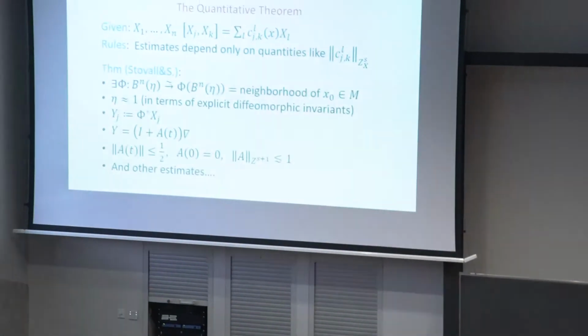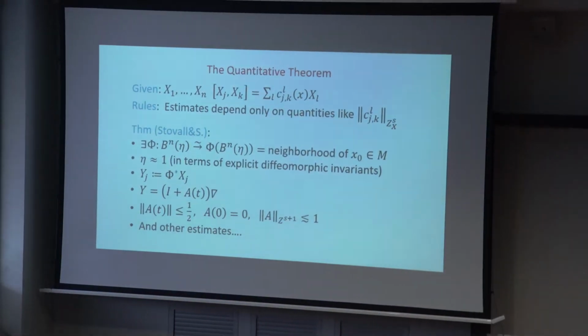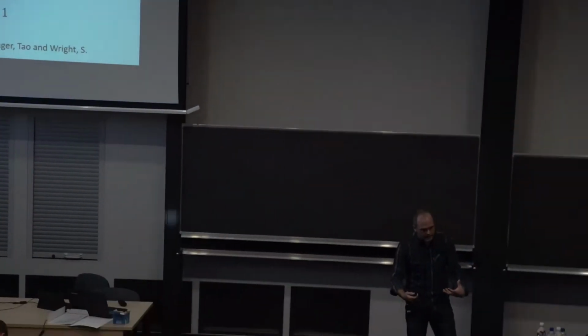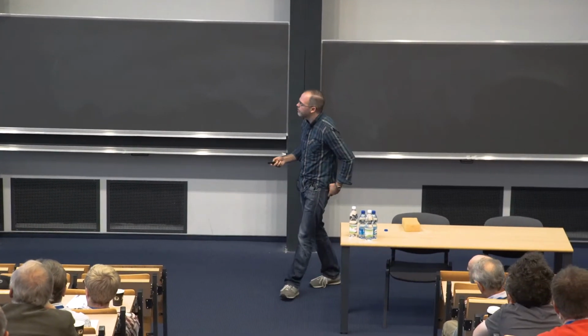And the actual theorem has a whole bunch of really useful estimates that I won't write down. And this is based on work of Nagel, Stein, and Wainger, Tao and Wright, and previous work of mine, and I'll talk about all of that history in a little bit. But before I talk about that history, I want to show you how quantitative theorems like this can be used as scaling maps, because that's how I talked about it all at the beginning.